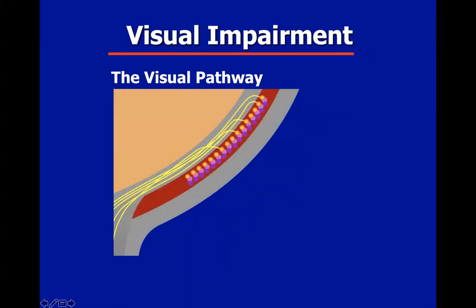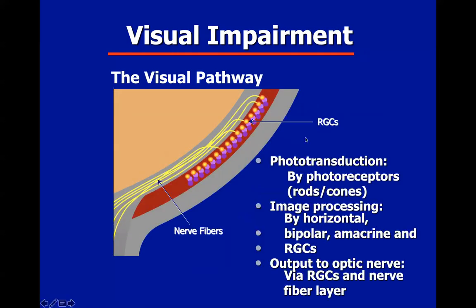If we take a close-up, as you can see, this is your retinal ganglion cells. Please read on them. It's your phototransduction. What you have is your rods and cones, as you see. And then there's the image processing by your horizontal, bipolar, amacrine, and your retinal ganglion cells. And then you have your output, of course, which we're going to be talking more about, to your optic nerve via the retinal ganglion cells and the nerve fiber layers. So all these are your nerve fiber layers, and they go into your optic nerve, or first optic disc, and then your optic nerve.